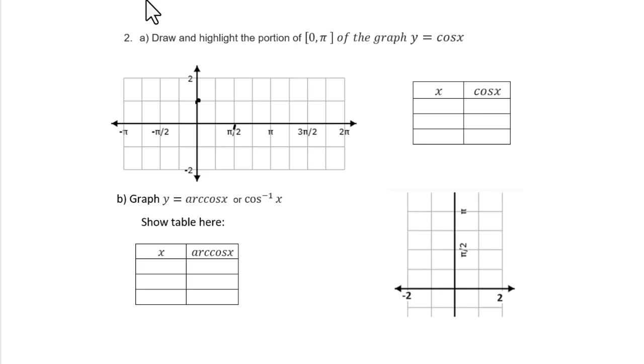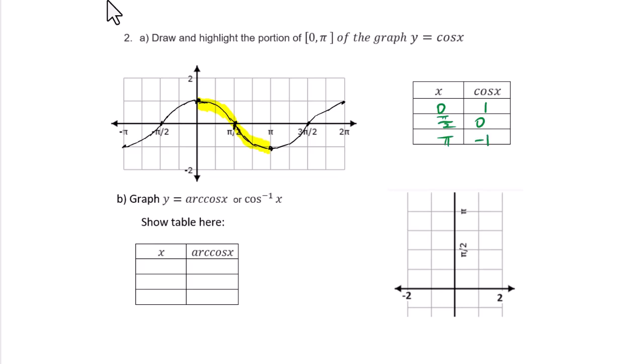Zero, 1. Then go to 0, -1, 0, +1. Keep going with the pattern. Highlight the portion of the graph between 0 and pi. Let's fill out this table. 0, 1; pi over 2, 0; pi, -1.